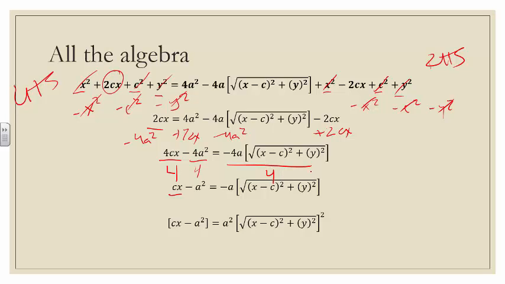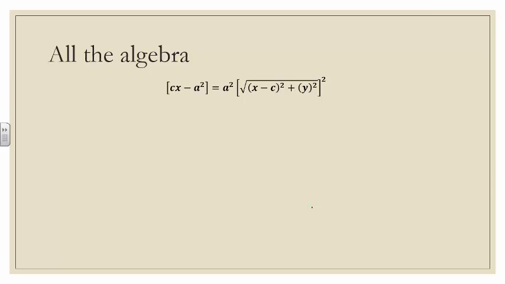And now we're going to square both sides. So we're going to square cx minus a squared, and we're going to square negative a times this square root, so that simply gives us a squared, because we have a negative a times a negative a, so a negative times a negative gives us a positive a squared. And we keep this distance formula term in brackets and just mark it as brought to the second power for now.